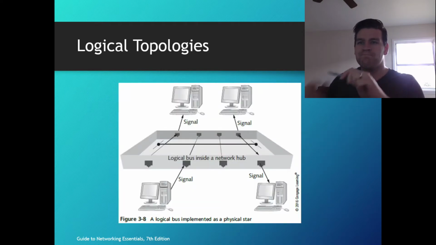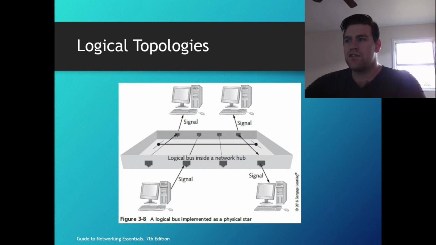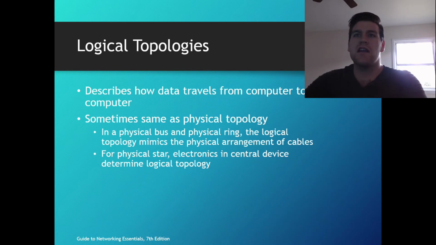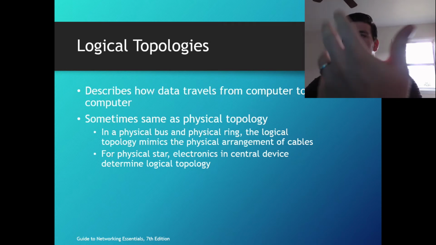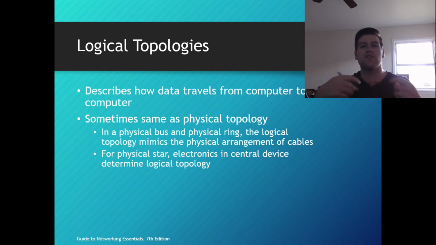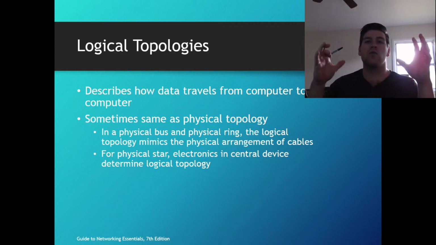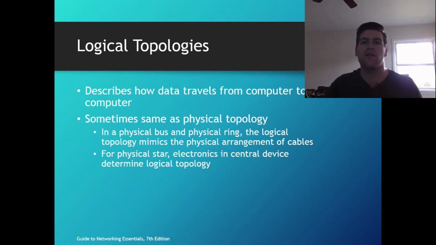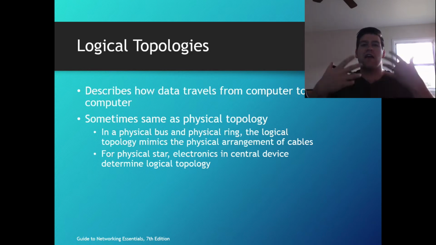So logical topologies, if we actually go back to this slide, the sort of definitive description is, this is the description of how data travels from one computer to another, where the physical topology defines how the wiring and everything comes together in a physical network layout. The logical topology just defines how data gets from point A to point B.